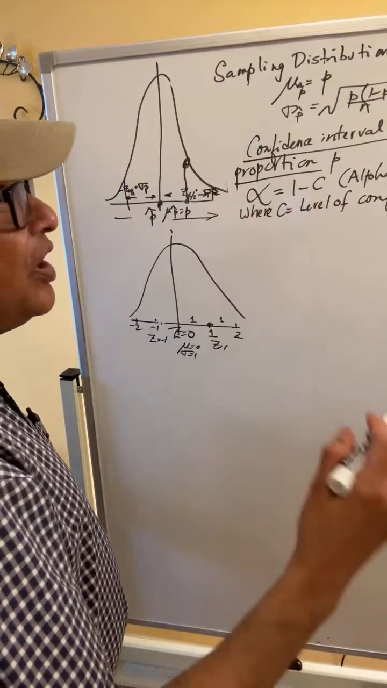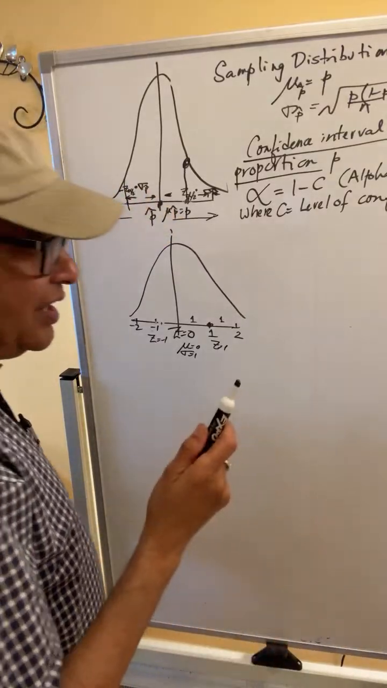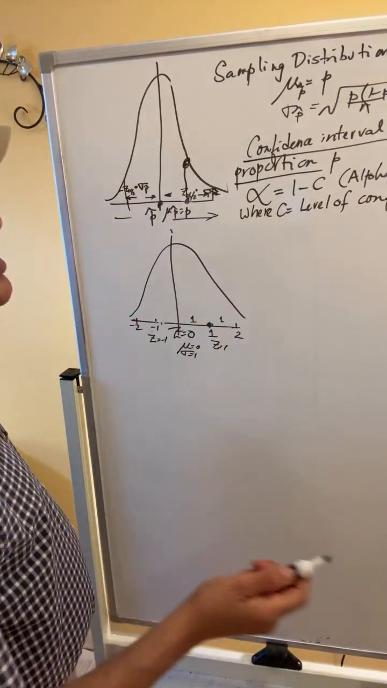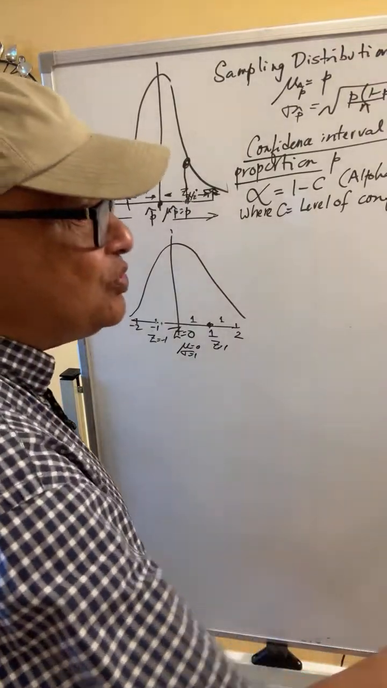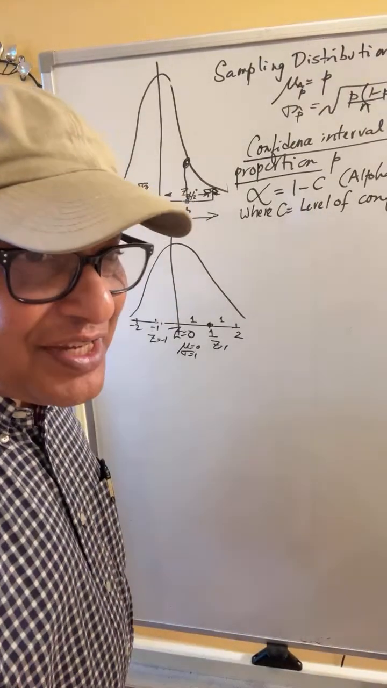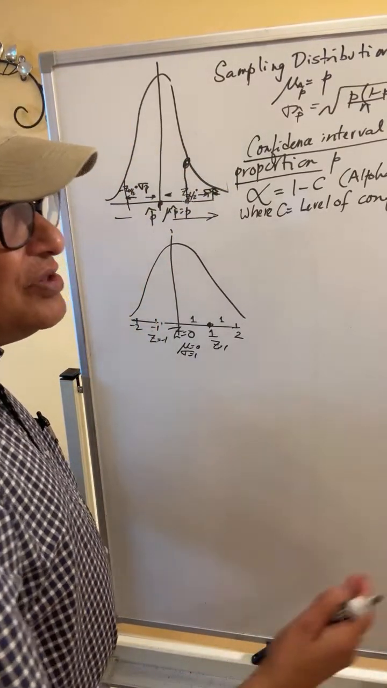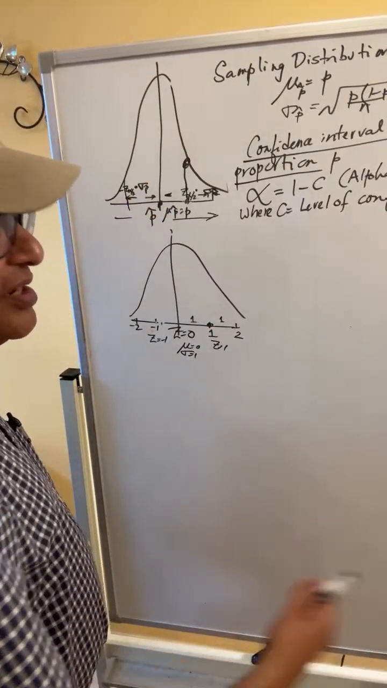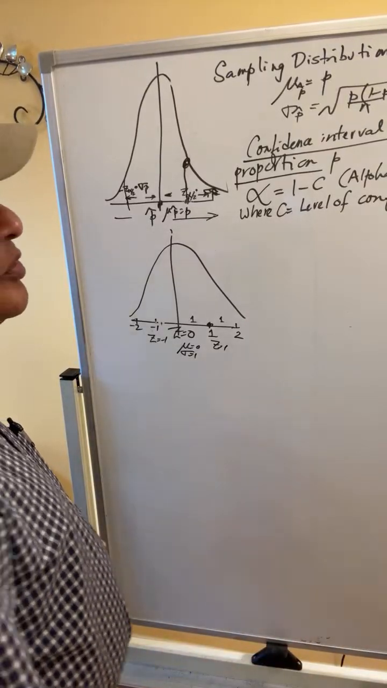That means if I collect 100 samples of the same size and get 100 of these intervals from these 100 samples, out of those 100, 95 intervals will contain the actual population proportion. So the confidence level is the effectiveness rate or the success rate of the method that we are using to determine the interval. It is not the probability, it is a success rate. Out of 100 intervals, 95 intervals will contain the actual population proportion.